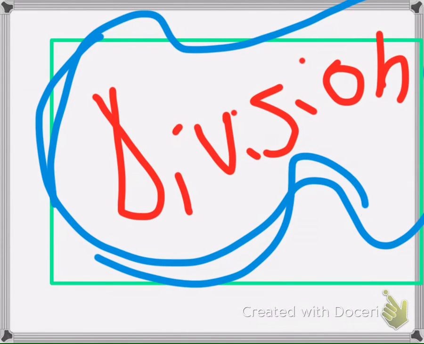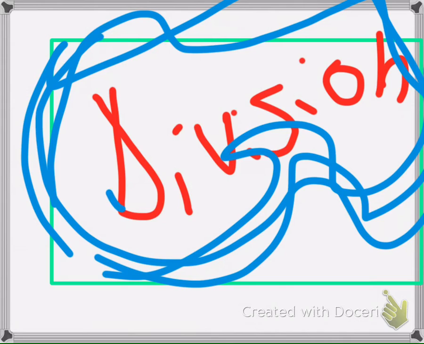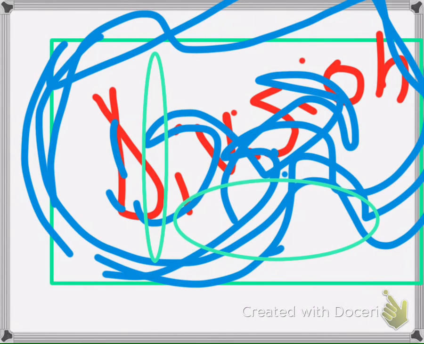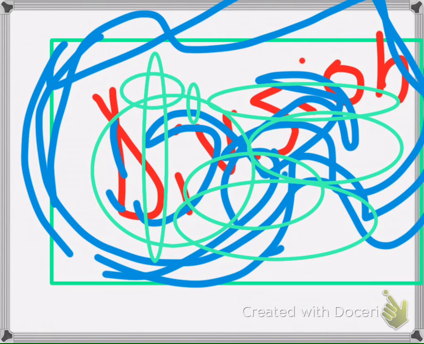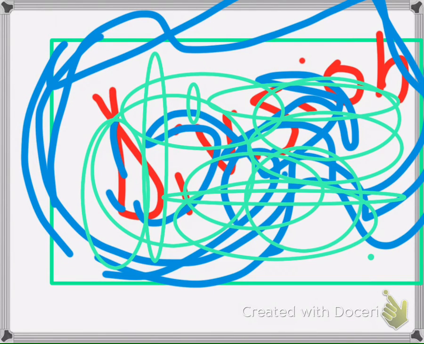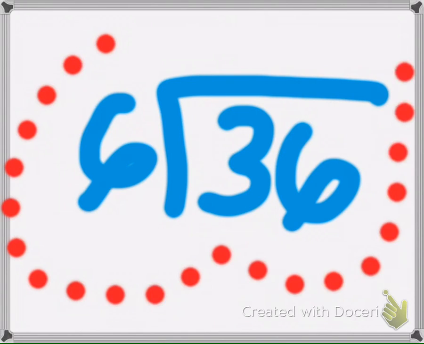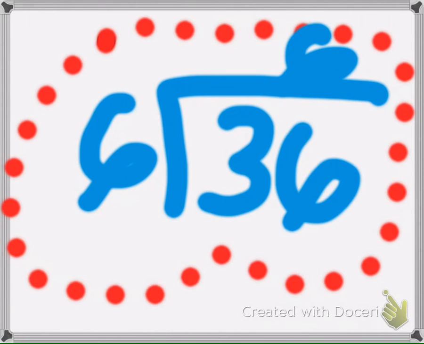Today in the Ryan Show, we are going to divide. Here we go. Number 1 is 36 divided by 6. 6 times what equals 36? 6 times 6 equals 36. So it is solved.